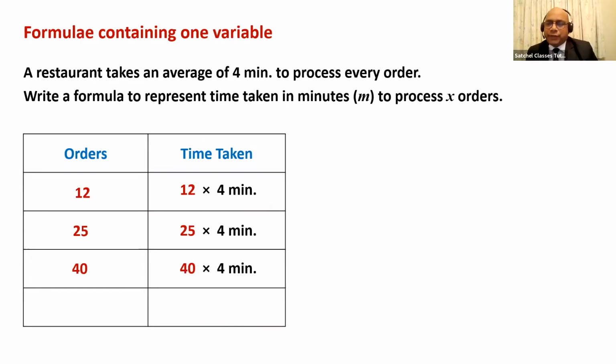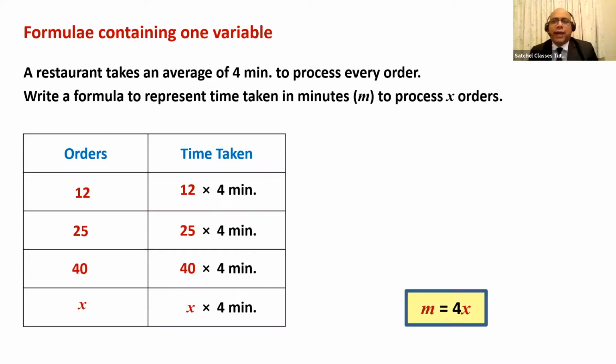So what if there were X orders? As you can see the pattern, whatever is the number of orders, you multiply it by 4 to arrive at the time taken in minutes, right? So it will be X times 4 minutes. And the total number of minutes has to be represented by the letter M as given in the question. So your final answer would be M equals 4x.